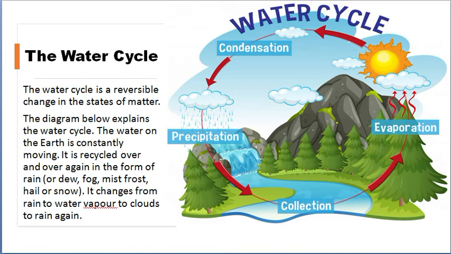And after condensation, what happens? It rains. You can see precipitation over there, and the meaning of precipitation is rain. When clouds move along the air currents, the droplets join together to form bigger drops. When they are heavy enough, they fall as rain. Rain and precipitation is the same thing.